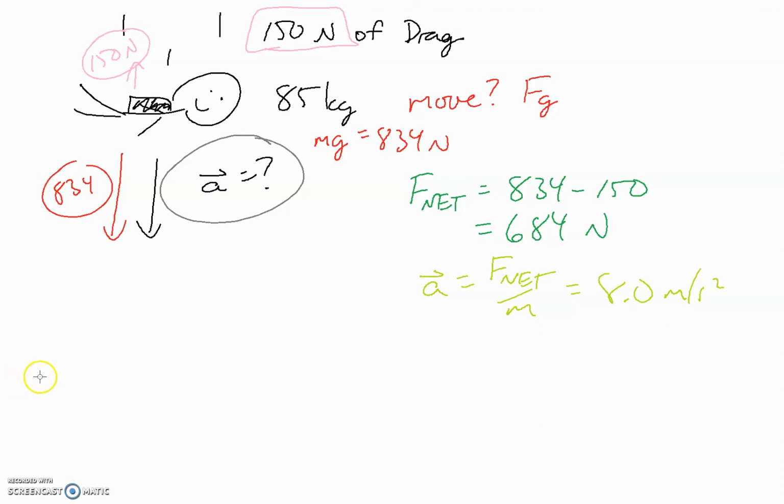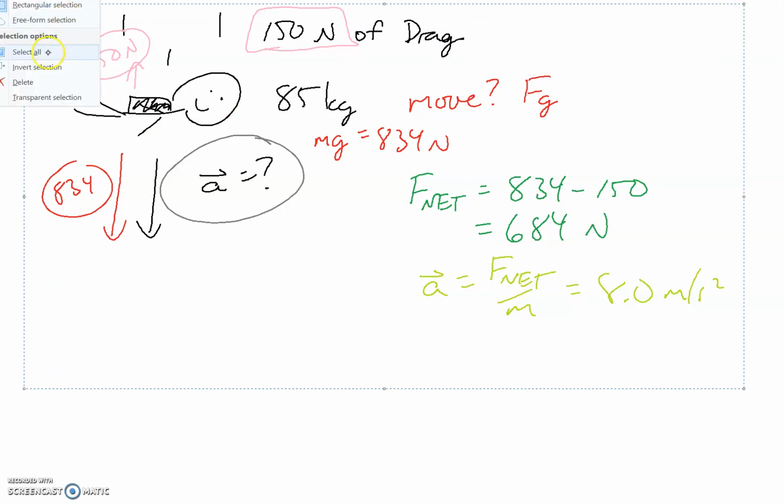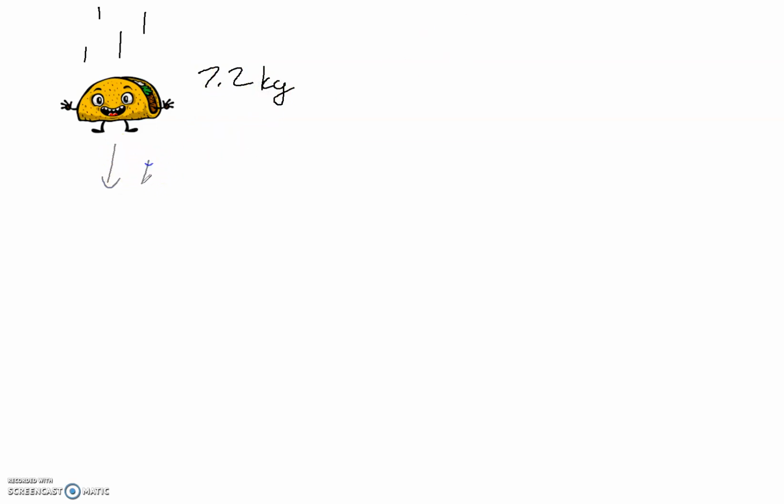Okay, so let's take this out here and just try one more. Get rid of that. Okay, and let's have something else fall. So let's try another one. Here we have a taco that is falling down. Let's say our taco is a 7.2 kilogram taco, and he's falling, and let's say he's accelerating at 1.6 meters per second squared, and I want to know what is the force of drag on the taco.